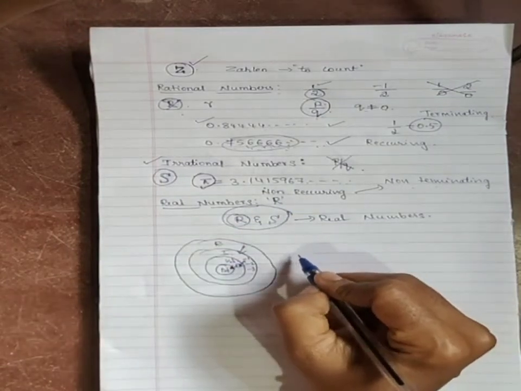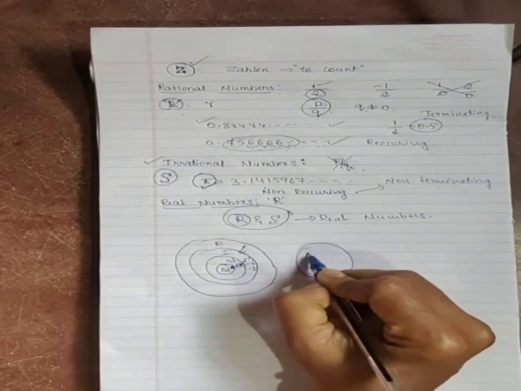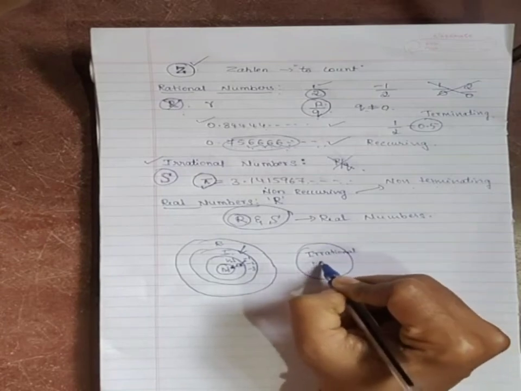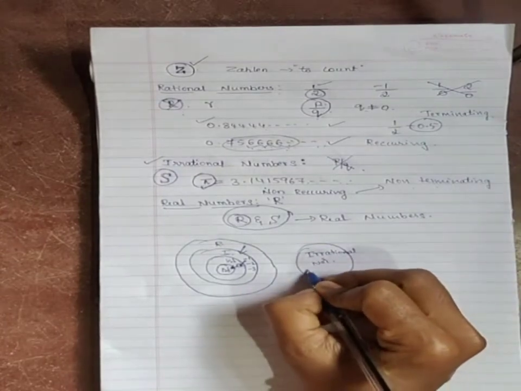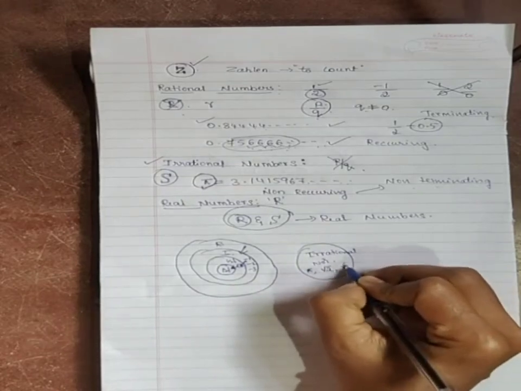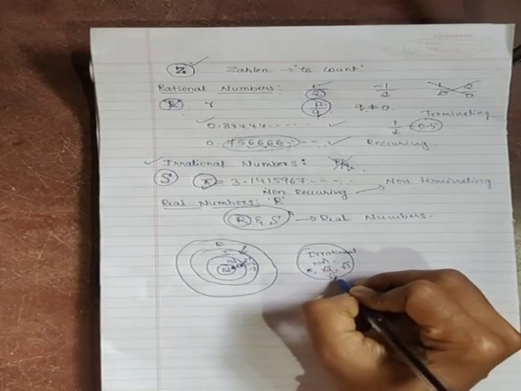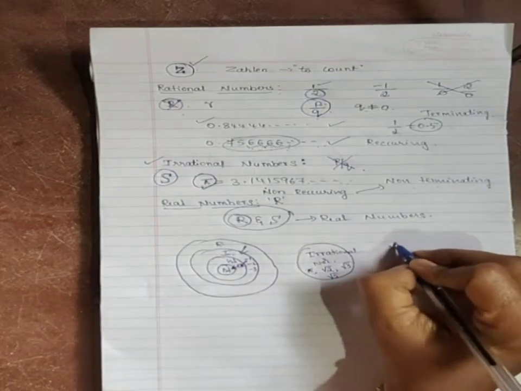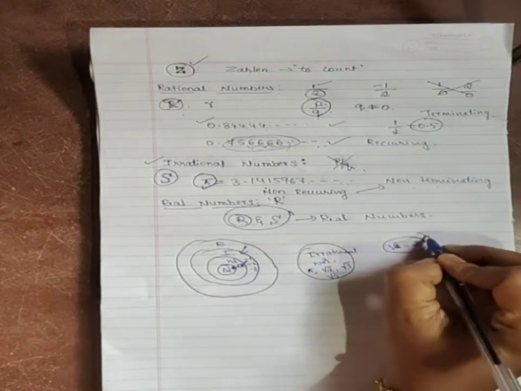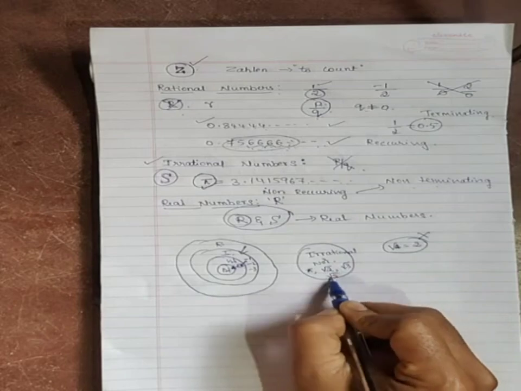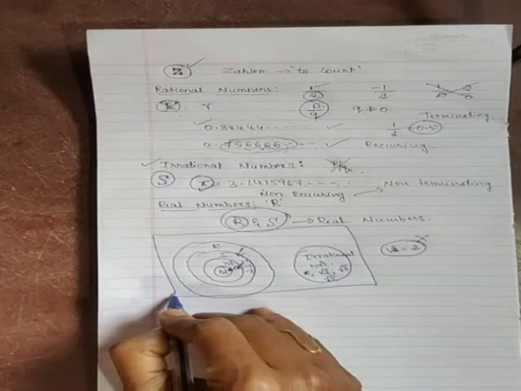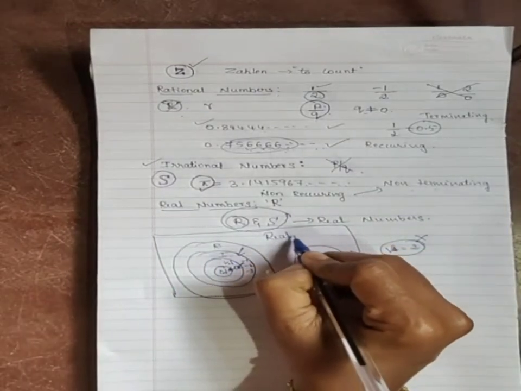Now one more is the irrational numbers. Irrational numbers include pi or root 2, root 3, root 5, like these numbers, not root 4. Root 4 has a factor, that is 2. The square root of 4 is 2, so this is not an irrational number. Inside the root, prime numbers must be there. So all these together we call the real numbers.